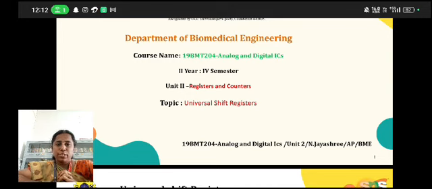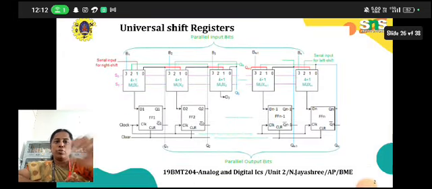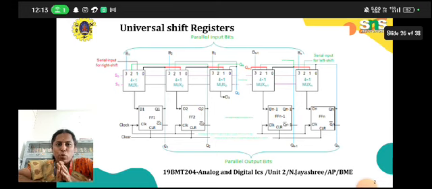Let us see what we mean by universal and what we mean by shift registers. Let us see everything in detail. So this is the universal shift register, and this is its block diagram. From the left end we see the serial input for right shift.